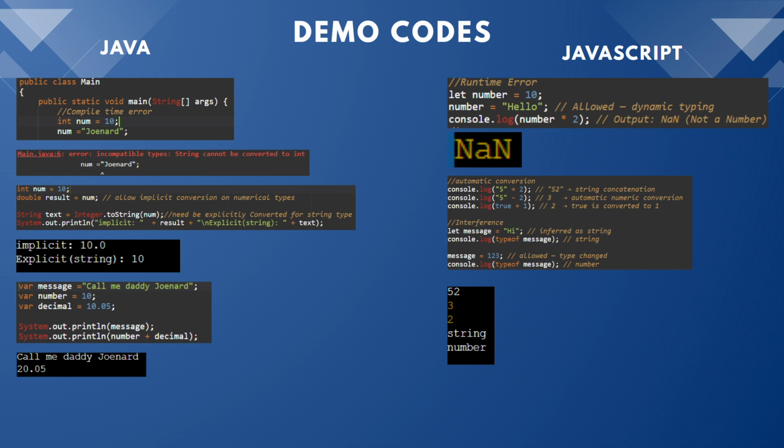On the right, JavaScript is dynamic and weakly typed. We can change a variable's type freely, for example from a number to a string, and JavaScript won't stop us. But when we multiply hello times 2, we get NaN, showing a runtime error instead of a compile-time one. JavaScript also performs automatic conversion, like turning the string 5 plus 2 into the string 52, or true plus 1 into the number 2.